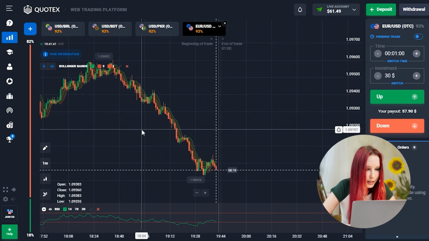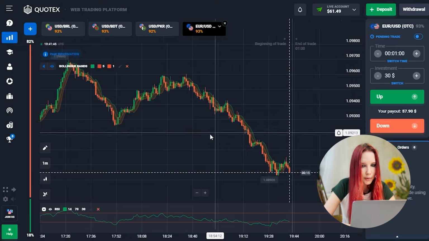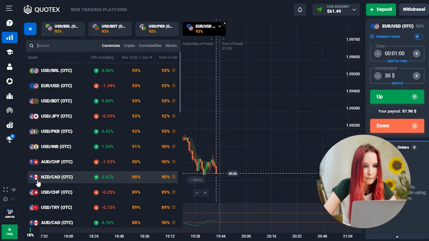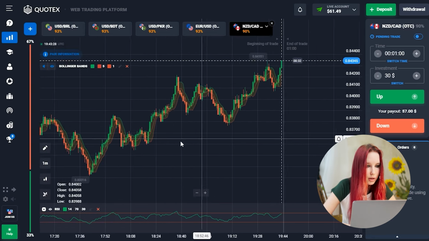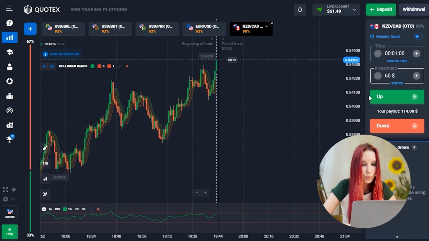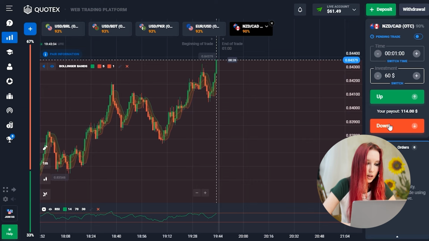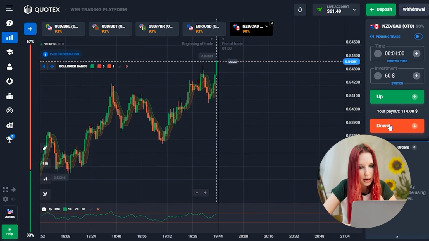What do we see here? There's a downtrend here, all levels are broken. Let's add another currency pair. Let it be New Zealand dollar and Canadian dollar. Okay, there's an uptrend on this currency pair, and now the price has reached one of the key levels, and I think that now the price will begin to decline.